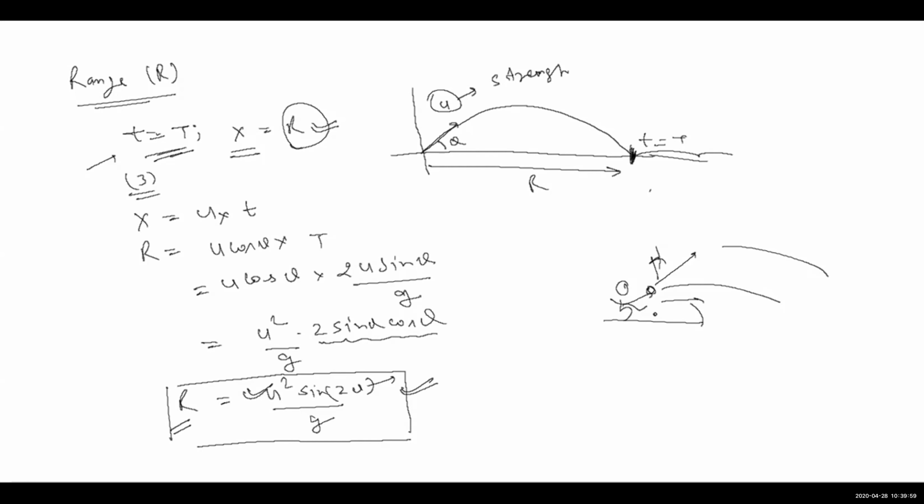After having the same strength, if we want to have a maximum range or maximum distance covered, it will be decided by the angle at which we throw. So the range will be maximum if the value of sin 2 theta will be maximum. What can be the maximum value of sin 2 theta? Or sin of any theta, actually?